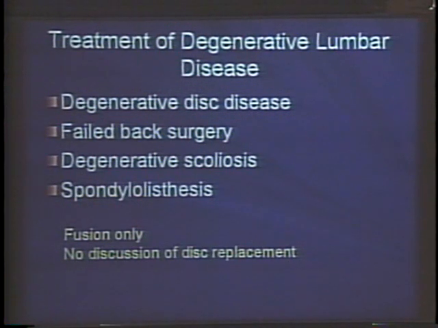The treatment of degenerative lumbar disease includes these diagnoses, including degenerative scoliosis. And I'm only going to discuss, in terms of treatment, fusion, and will not discuss disc replacement. These are degenerative scoliosis or long segment conditions and are probably not amenable to disc replacement, at least in most people's hands.